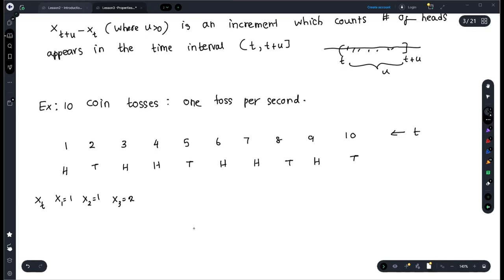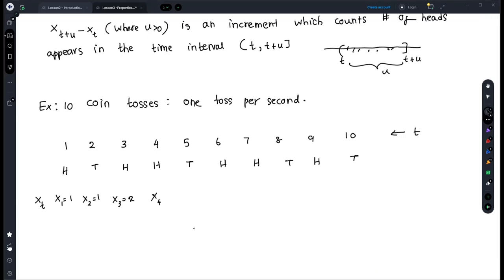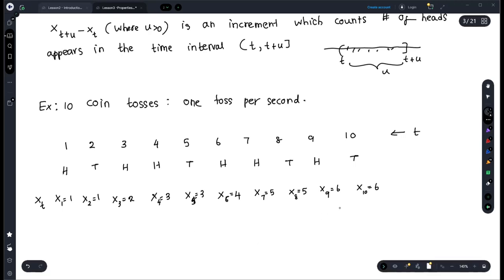Did you fill it? So what is x4? 3 heads now, right? Another head. x5 remains at 3 because it's a tail. And this is x5. x6, another head, so increment to 4. x7, another head, incremented to 5. x8, a tail, so no change. x9 head, incremented to 6. x10 is tail, so remains at 6. So these are the X_t values. We call them trajectories, okay? Possible patterns that you can get from 10 coin tosses.